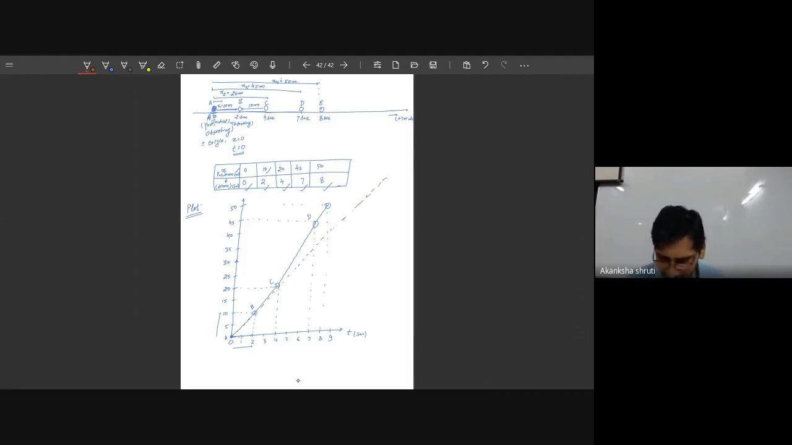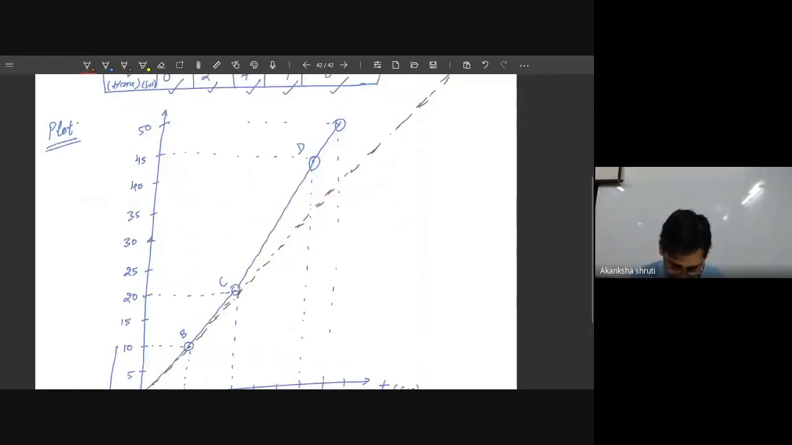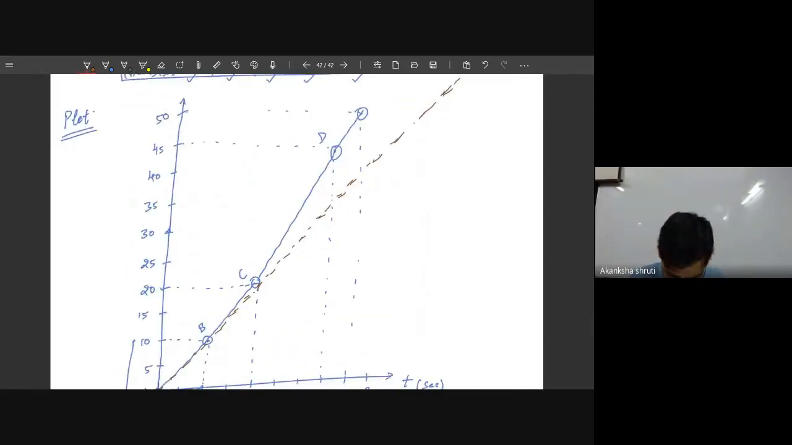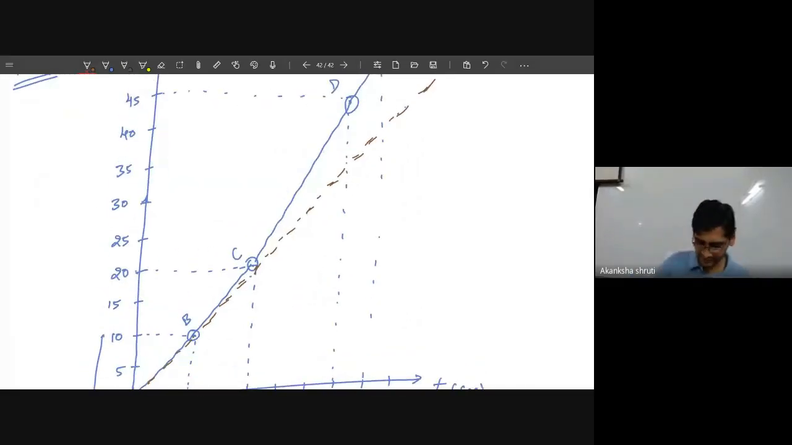So it could be the straight line. It means that if it were on the same line, then it might be on this red line, which is the straight one. But here we are observing that the graph is even going out of that. It means it is of non-uniform motion. It is verified from the graph itself, or we can verify it in other ways also.